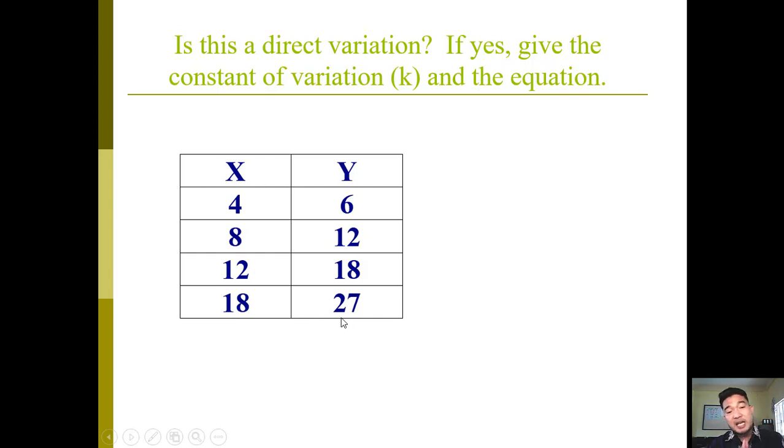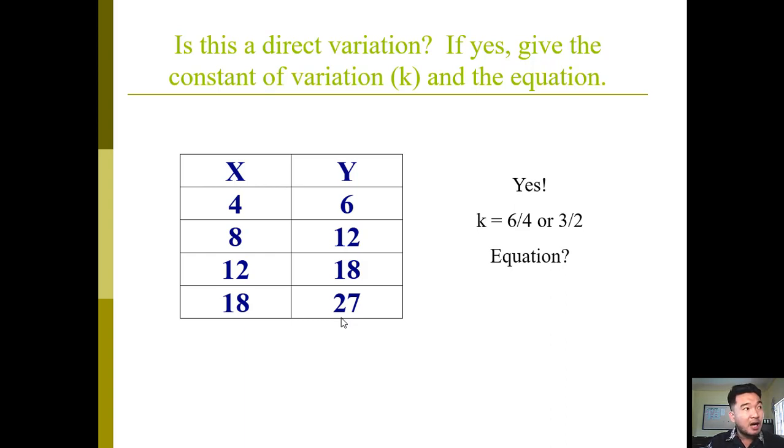So, ibig sabihin, yung k natin dito ay magkakamukha. Lahat sila ay puro 1.5. So, this is an example of a direct variation. The answer here is yes. And k is equal to 6 over 4 or 3 over 2, that is 1.5 in decimal.